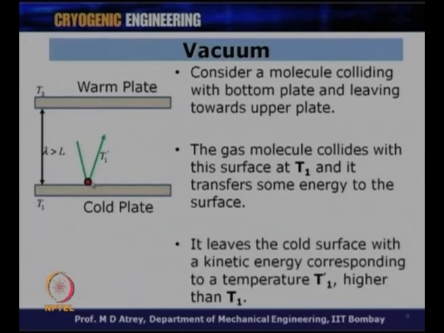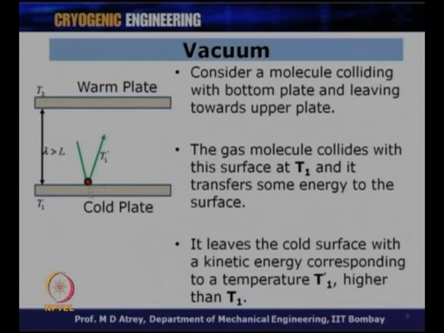Now, this gas molecule, having dumped the heat on the cold plate, will leave this plate at a different temperature than the cold plate temperature. So, it leaves the cold surface with a kinetic energy corresponding to a temperature T1 dash, which is higher than T1. So, why so? It is not leaving at T1 because the heat transfer is not perfect, because it couldn't get time to have a thermal equilibrium between the molecule and this cold plate. So, naturally the gas would leave at a higher temperature than this cold plate.